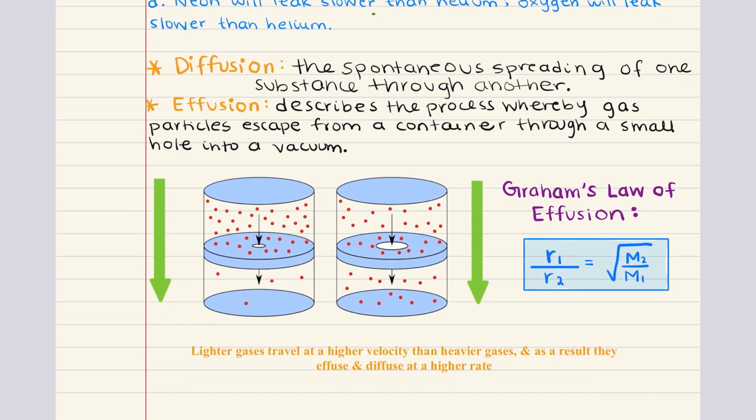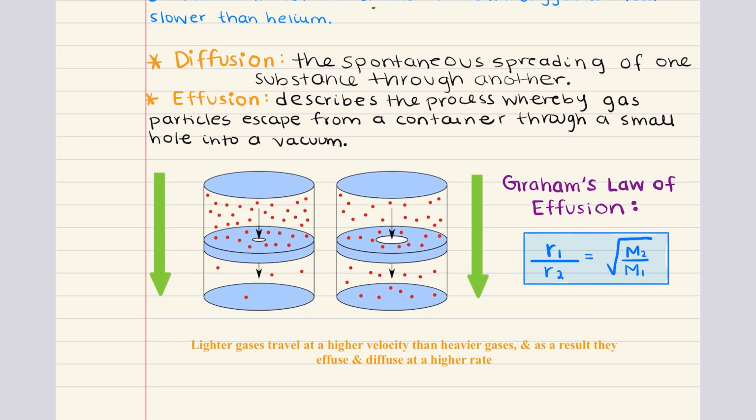Now, the rate at which a gas leaks through a small hole can be described by Graham's law of effusion. And Graham's law states that the rate of effusion of a gas is inversely proportional to the square root of its molar mass. Mathematically, this can be expressed as the following equation. Here, R1 and R2 are the effusion rates of the two gases, and M1 and M2 are their respective molar masses.